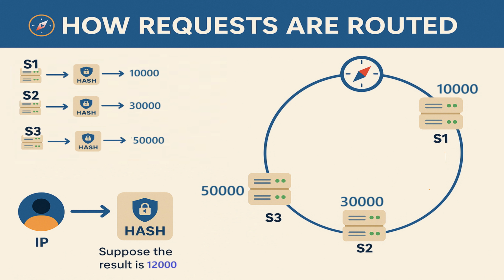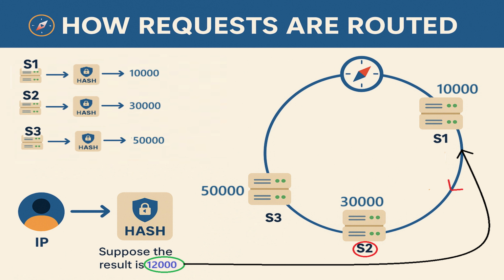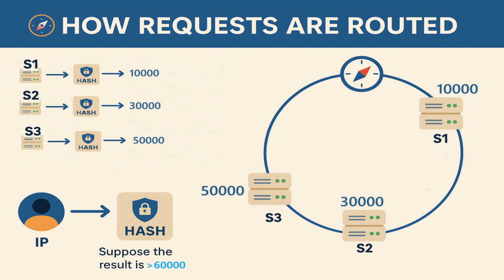Let's say another request came and the hash of IP address is 12,000. It goes to S2 because S2 is the next server after 10,000. And if the hash value is 60,000, which is beyond all the server positions, we keep moving in the clockwise direction and the request goes to S1, the first server in the circle. In case the hash of IP address is equal to some server hash, then it belongs to that server only. So this is how the request mapping is done in consistent hashing.